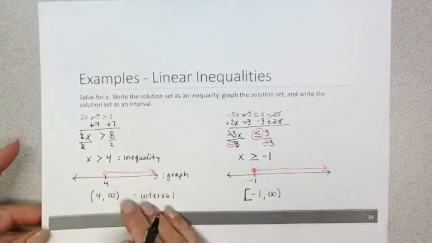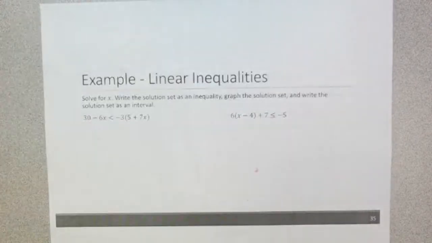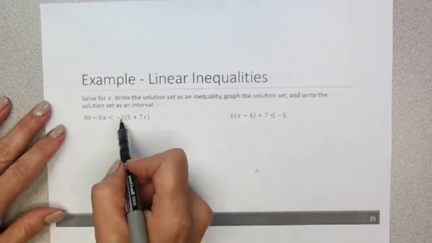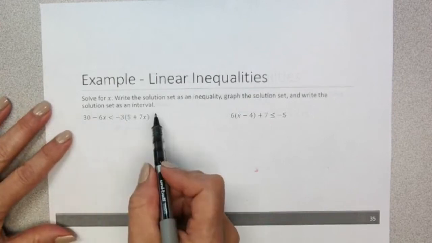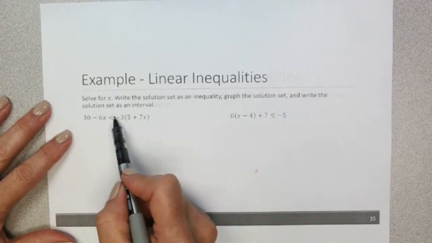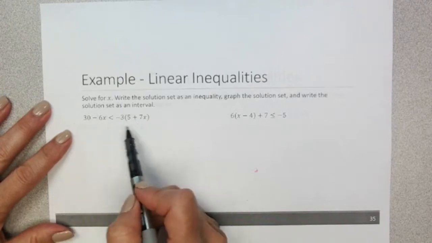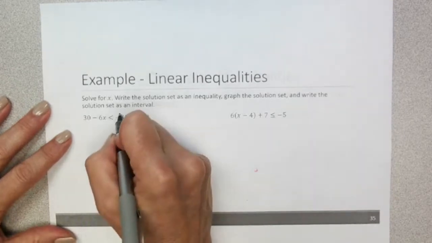All right. Let's look at a couple more examples. I have a little bit more to them maybe. In this first example on the left here, we need to simplify the right-hand side of this equation before we start moving things around, right? Or we need to distribute this negative 3.